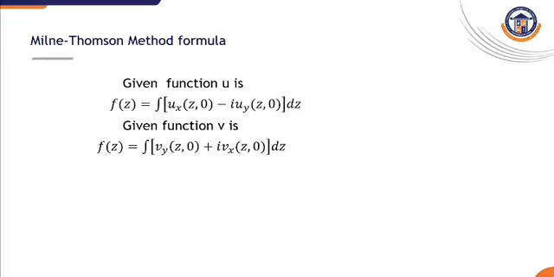Now suppose v is given. Then f of z equals the integral of v_y of z comma 0 plus i v_x of z comma 0 into dz. That is the partial derivative with respect to y, and next the partial derivative with respect to x. Here we substitute x equal to z and y equal to 0. This integration is called the Milne-Thomson method.